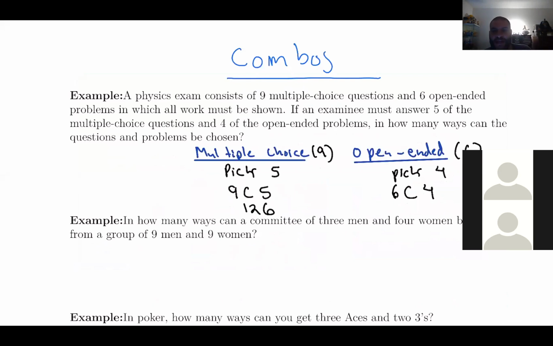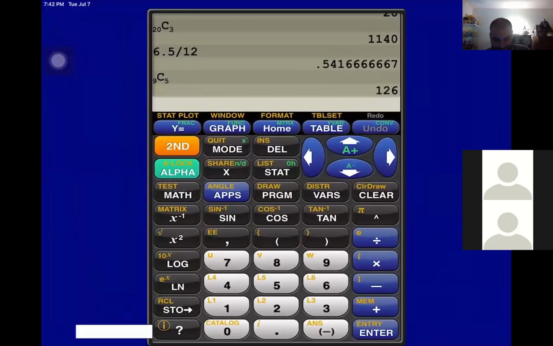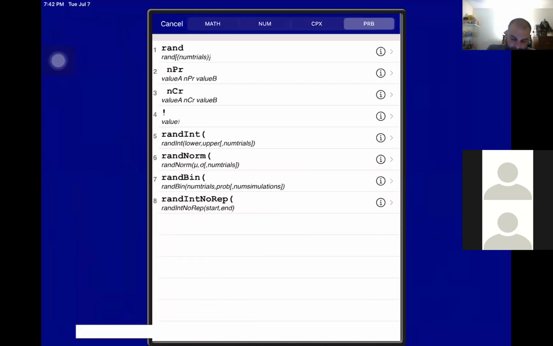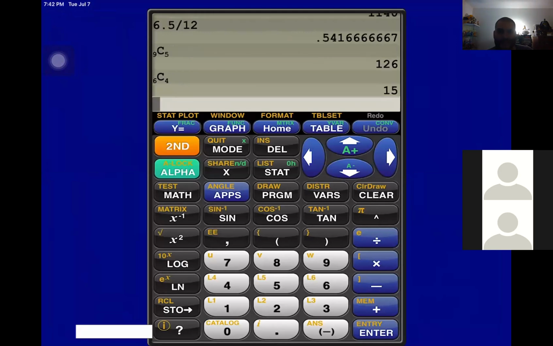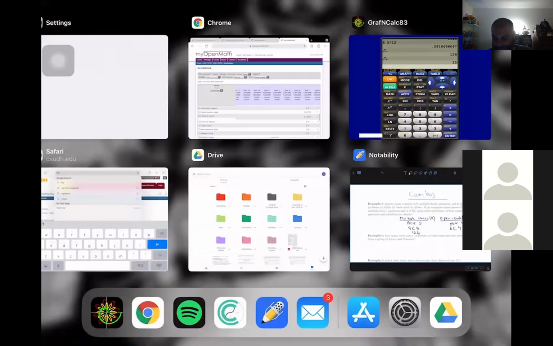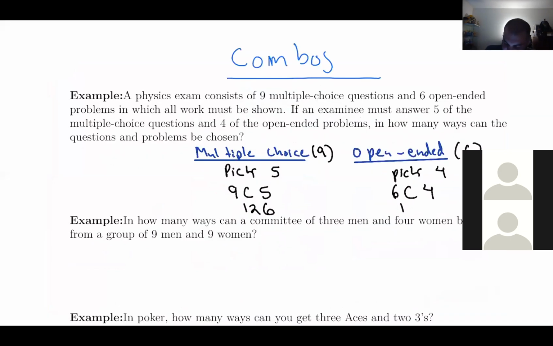So let's do the open-ended questions. For the open-ended questions, we have 6 C 4. So I'm going to go back to my TI-83 or 84. Well, in my case, I don't know what it is. You go 6, math, PRB, and 4. And I get 15. So you get 15. All right. Any question where the 126 comes from, or where the 15 comes from?